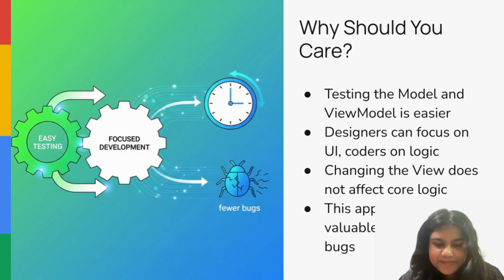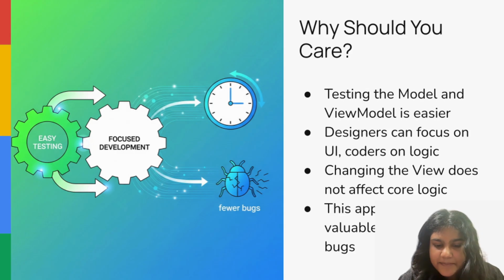First is testing. In a tightly coupled system, you cannot test the logic without an emulator or a browser because the logic is stuck inside the UI code. With MVVM, since the view model and the model have no reference to the UI, you can write unit tests that run purely in memory. You can simulate the model, feed data to the view model, and assert that the output is correct. This saves valuable time finding bugs.